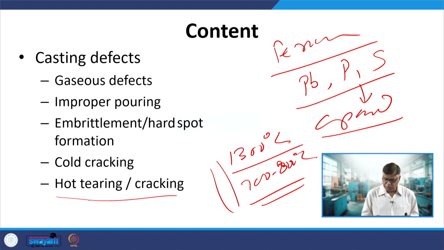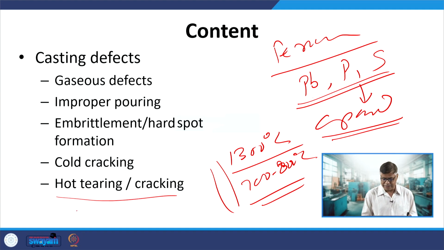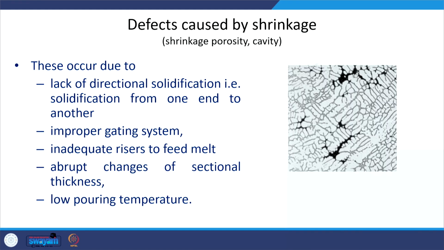Okay. So, it is important that either the presence of these impurities is limited to a very low level, or the composition of the alloy is adjusted in such a way that the solidification temperature range is reduced, so the cracking tendency is minimized. Okay. So, I have already talked about a lot of other things. So, here what we have to see is the shrinkage defect.